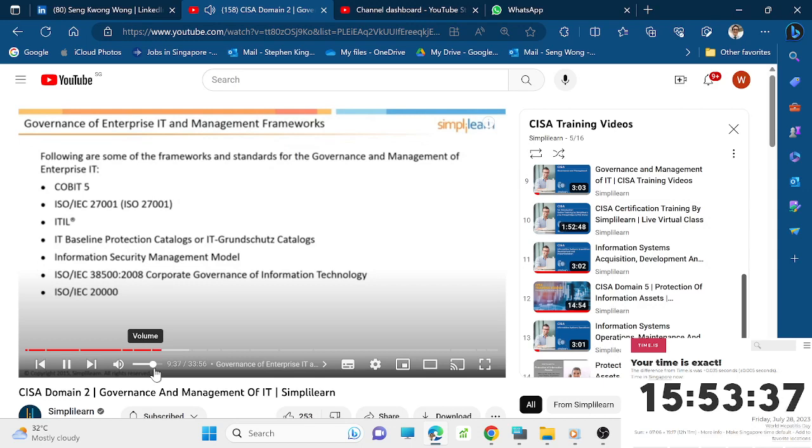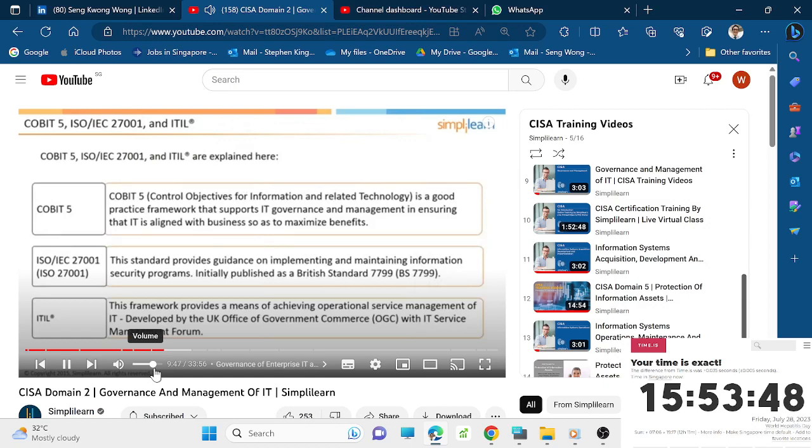Let us begin with COBIT 5, ISO IEC 27001, and ITIL in the next screen. COBIT 5 is the latest edition of the COBIT series by ISACA. COBIT stands for Control Objectives for Information and Related Technology. COBIT is a good practice framework that supports IT governance and management in ensuring that IT is aligned with business so as to maximize the benefits. COBIT 5 is generic and useful for enterprises of all sizes, whether commercial, not-for-profit, or the public sector.